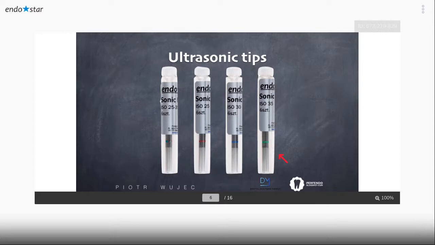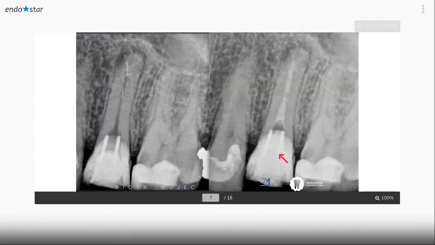The additional advantage of these Endostar sonic files is that every time I break the file, it breaks like a Gates Glidden bur. So it breaks into 15 or 20 millimeter parts, so it is easy to remove. We just take pliers and remove it from the broken canal. So it's easy. And with these ultrasonic tips, we can remove files just with the ultrasonics.